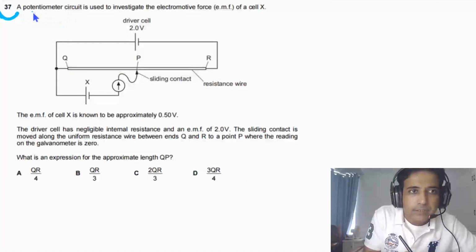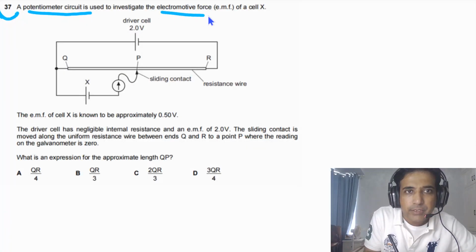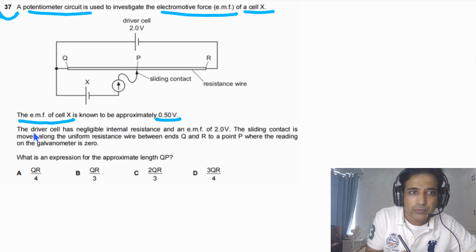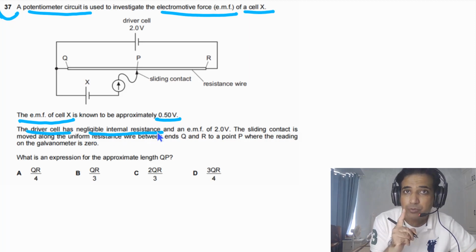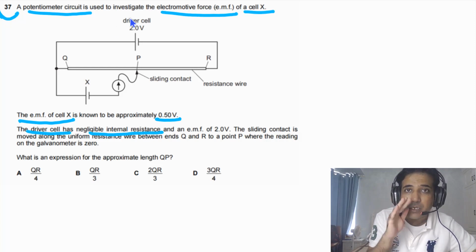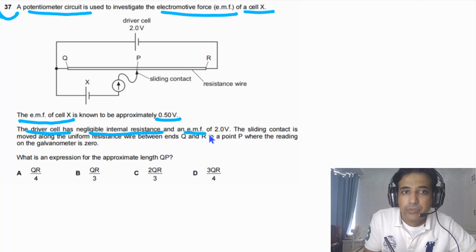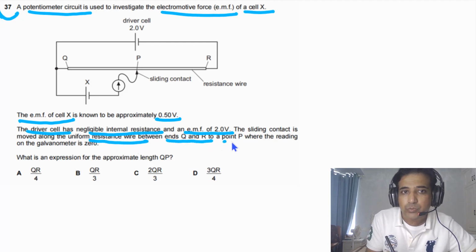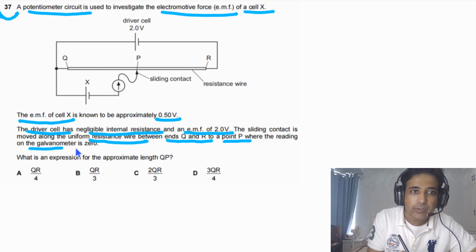Question 37 says a potentiometer circuit is used to investigate the electromotive force of a cell X. The EMF of cell X is approximately 0.50 volts. The driver cell has negligible internal resistance. It's a very important point. You need to check whether the driver cell has internal resistance or not. The EMF of the driver cell is given, that is equal to 2.0 volts. The sliding contact is moved along the uniform resistance wire between ends Q and R to a point P where the reading on the galvanometer is 0.